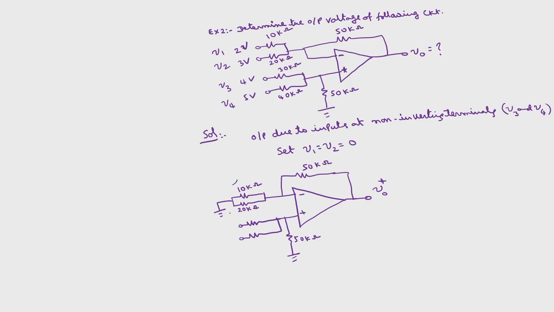So these two are in parallel. What will be the parallel combination of 10 kilo ohms in parallel with 20 kilo ohms? It is equal to 10 into 20 by 10 plus 20, that is 200 by 30, which is equal to 20 by 3. So you can replace this with a single resistor with resistance of 20 by 3 kilo ohms.